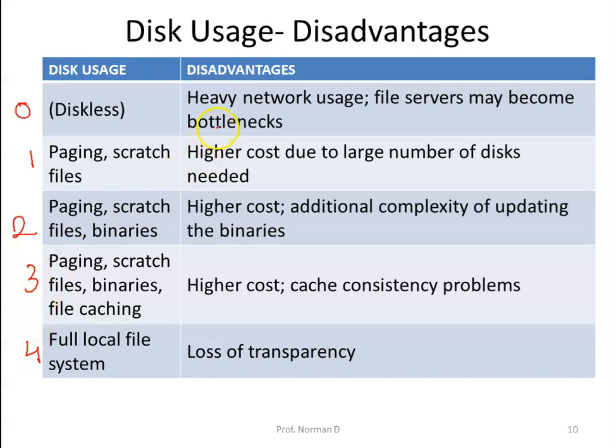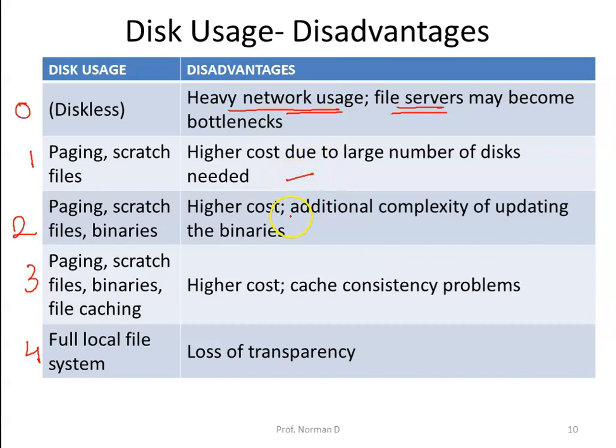So in the diskless system, there's heavy network usage. So there are chances that the file server itself becomes a bottleneck. With respect to the first method, wherein the workstation has a private disk, the cost is higher due to the larger number of disks which are required.